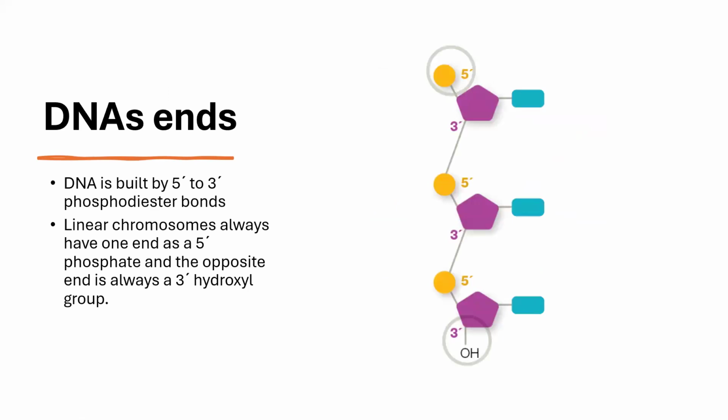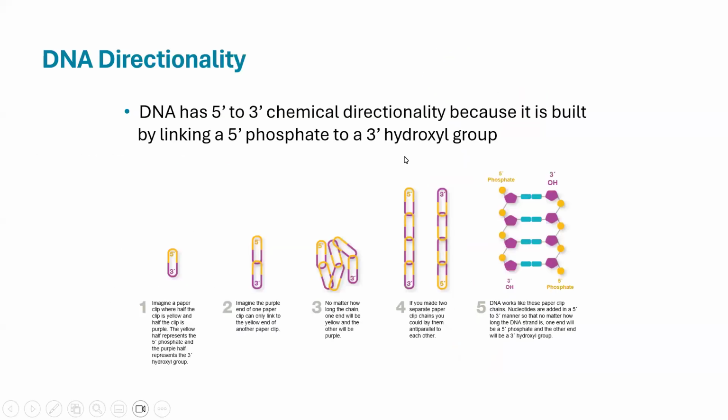Now, on a linear piece of DNA, you're going to have one end, which is your 5' end, that's always going to have a phosphate. And then one end, which is your 3' end, which is always going to have a hydroxyl or an OH. Now, if this is a circular DNA like we have in prokaryotes, that 5' and 3' are going to be bound together. And so this directionality is really important because when we build our DNA, it's always going to be built 5 to 3.